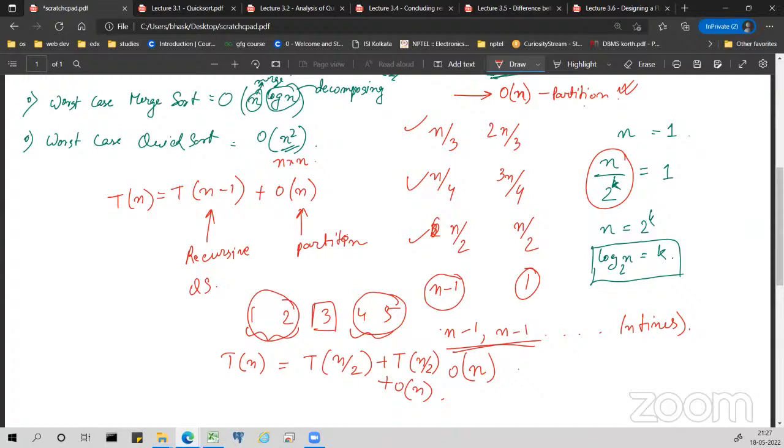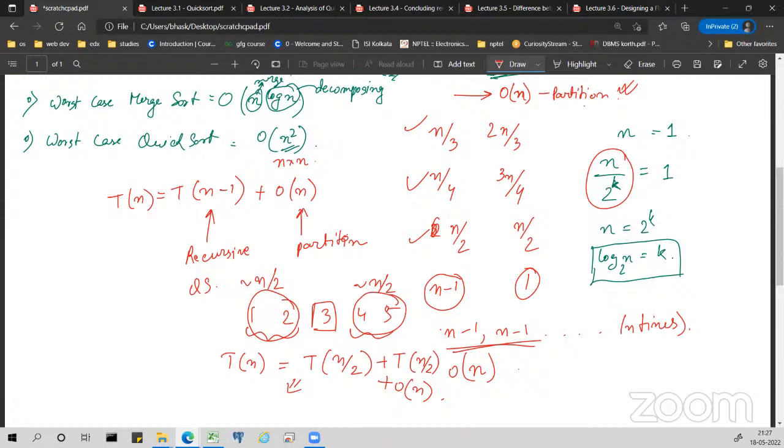In that case, your array is not getting divided into two subparts of length n minus 1 and 1. It's actually n by 2, n by 2, approximately. So for the same input, it can be either n log n or n square also. Exactly. It's on the basis of how you choose the pivot. The strategy to choose the pivot.